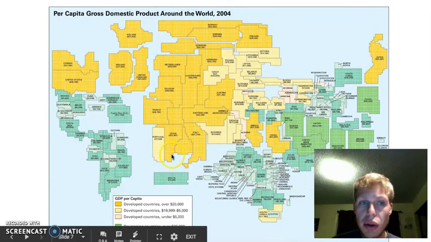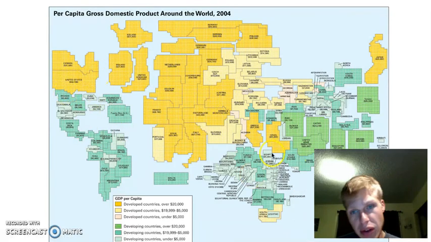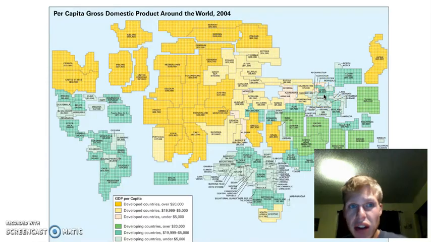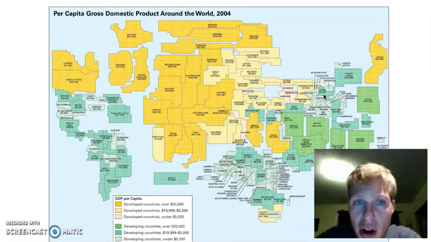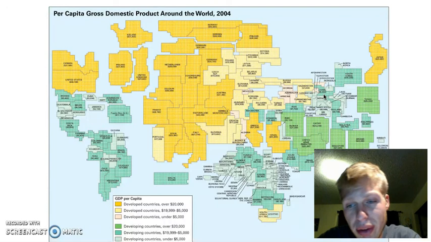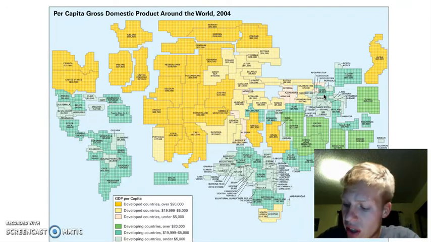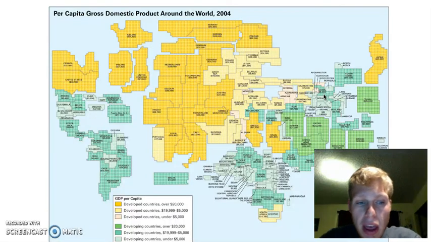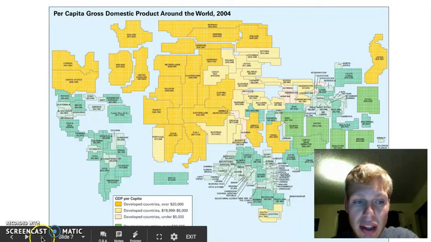You can look at population. Population-wise, the United States is not even really in comparison to places like China, and yet China's gross domestic product is relatively small in 2004. So it's very interesting to look at these types of maps to figure out what's going on in these regions, what the consumption rates are, what people are doing in these countries, and that's why it's pretty vital to understand how to use and read these maps.